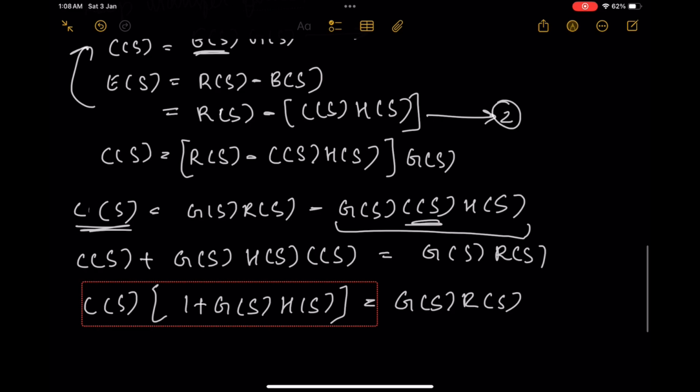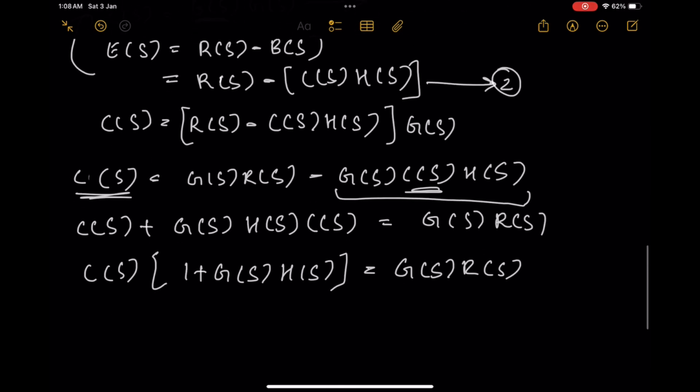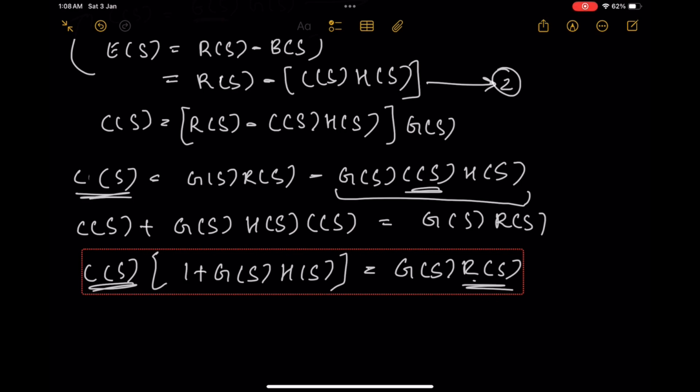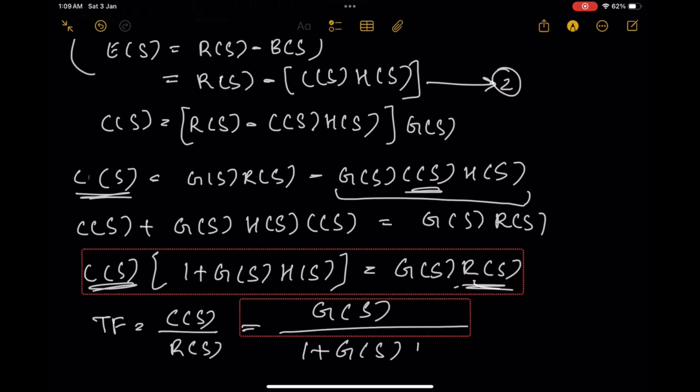We have seen what the overall transfer function is. It is nothing other than C of S by R of S. In this equation, we have the C of S and R of S. So in order to find the transfer function, we take the transfer function, which is equal to C of S, that's the output, by the input R of S. So I am taking this R of S to the opposite side and this equation to the opposite side. While doing that, I'll get G of S by 1 plus G of S H of S.